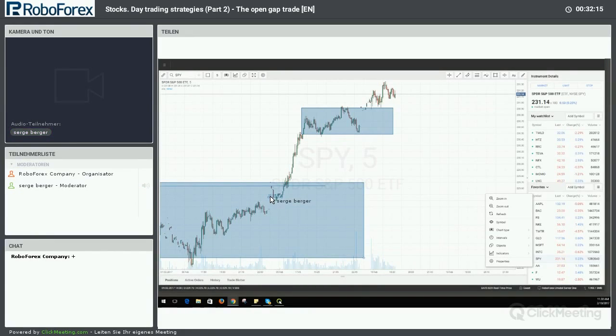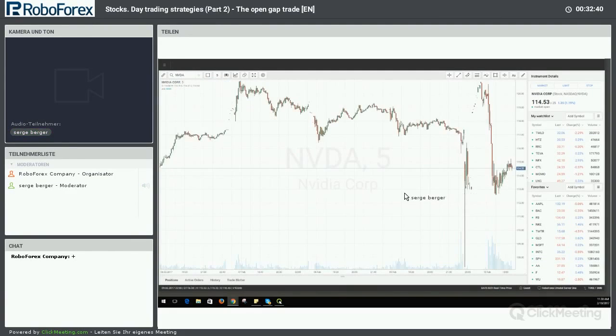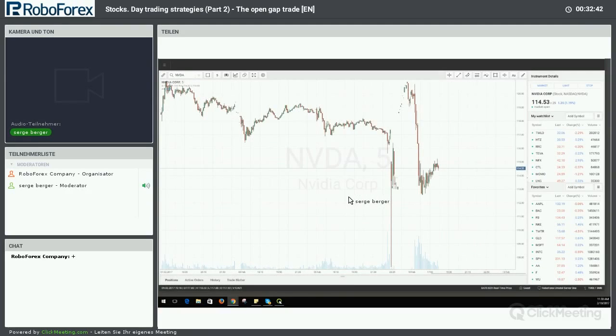Okay. So when it comes to a couple of gaps that I want to show you here, let's go through some examples. The example I want to talk about here is in a stock called NVIDIA. And NVIDIA today had a beautiful, beautiful gap fill.